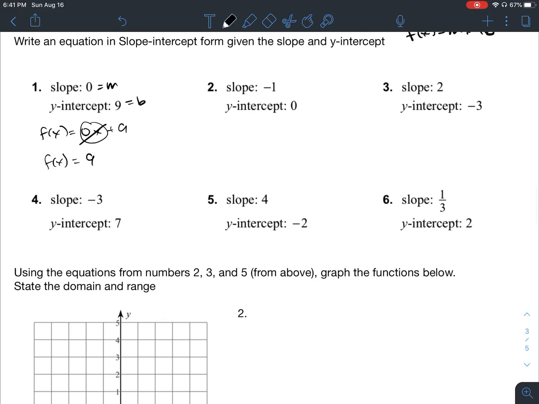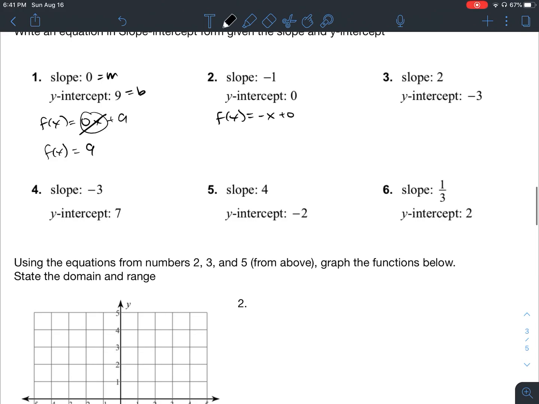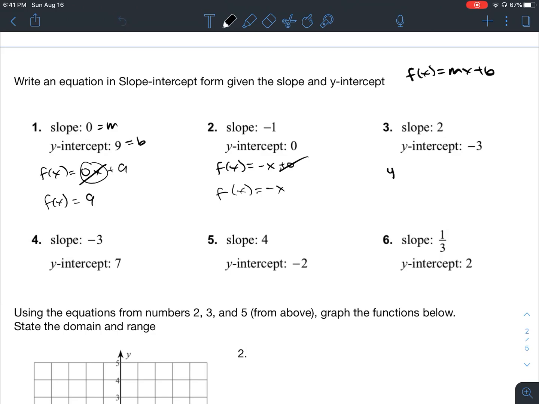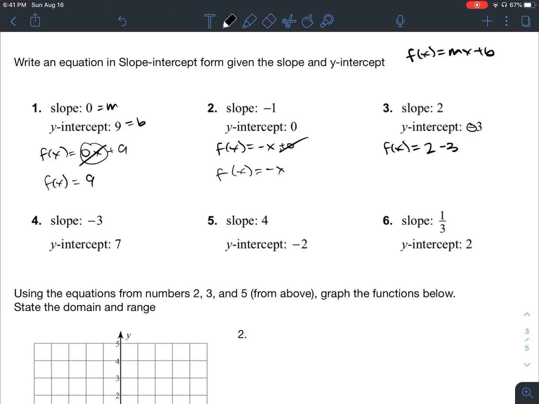Okay, let's go to number 2. f of x is equal to negative x plus 0. Again, we can rewrite this because there is no y there. The y-intercept is just going to be at the origin of 0, 0. So we can just write negative x. Here, f of x is equal to 2x minus 3. Minus, because we have a negative number. Sorry, I need my x in there.